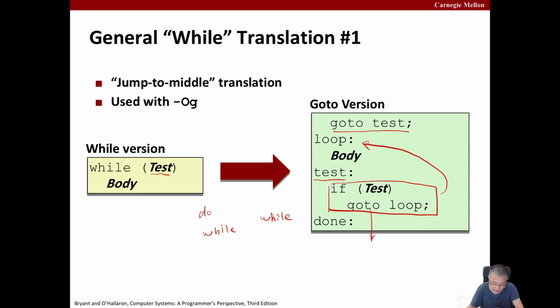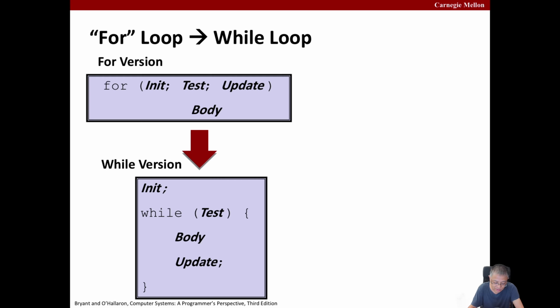So let's look at one last example, the for loop. The for loop in C is actually quite complicated. There is an initial statement, which sets the initial condition. Then there is a test condition. Then there is an update, which updates some loop variables. Then we have the body.